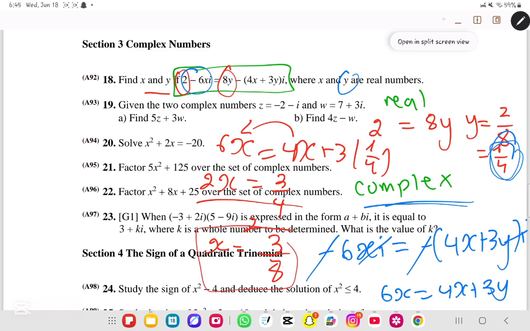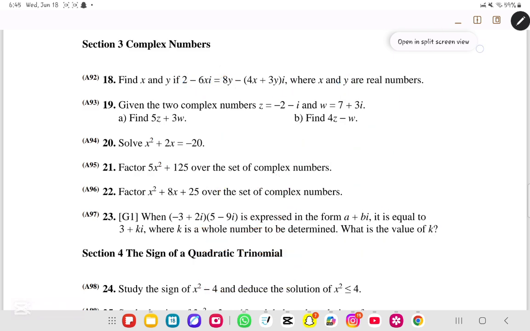So very simply we finished question number 18. We found the values of x and y. We'll move on to question number 19. Given the two complex numbers z equals minus 2 minus i and w equals 7 plus 3i, they want us to find 5z plus 3w.